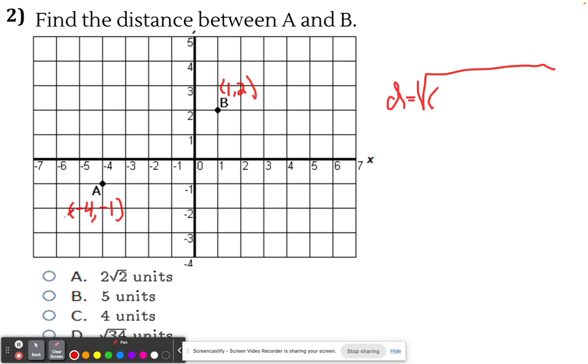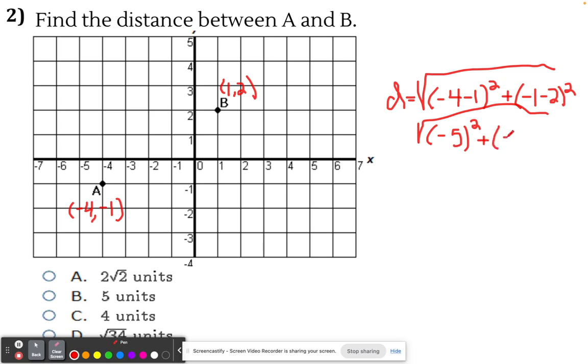of my distance between my x's, -4 minus 1, to the second power, plus -1 minus 2 to the second power. -4 minus 1 is, oops, that was a crazy line, -5 to the second power plus -2 minus 1 is -3 to the second power.